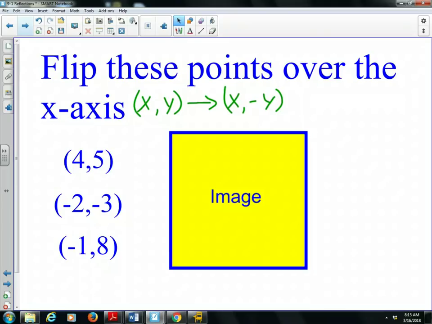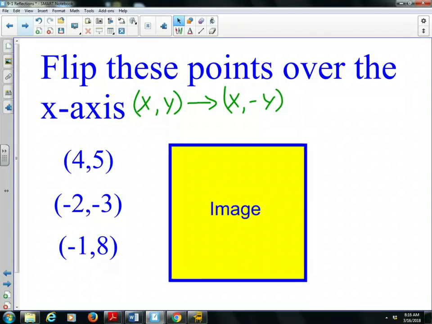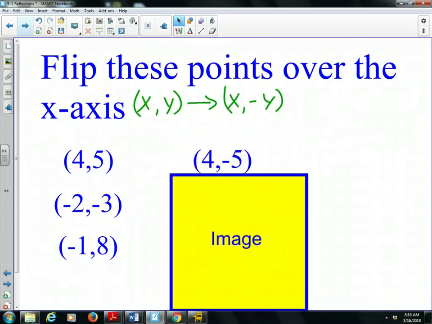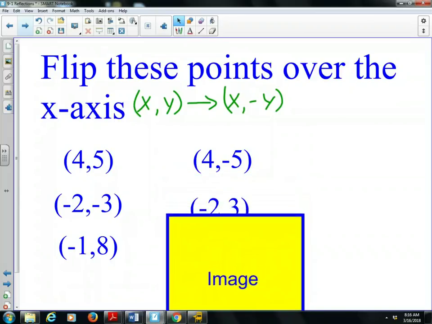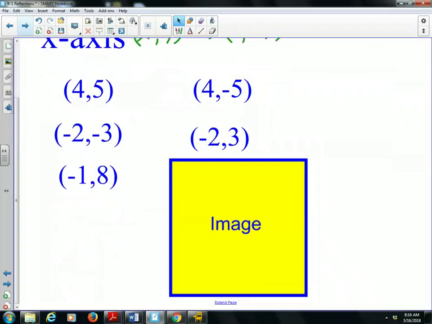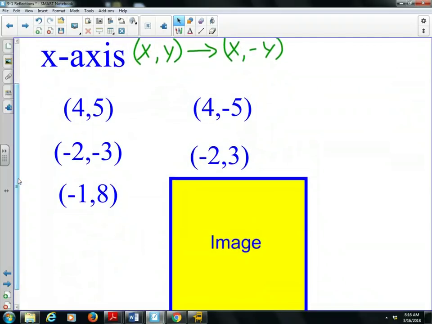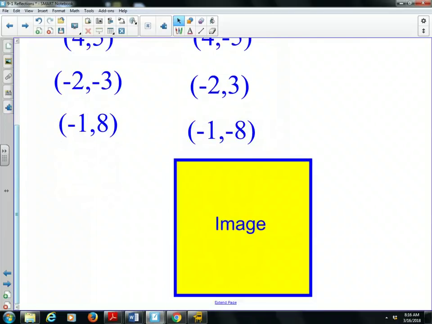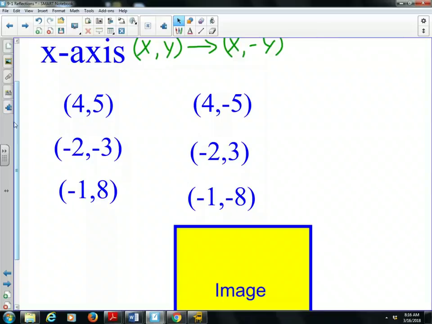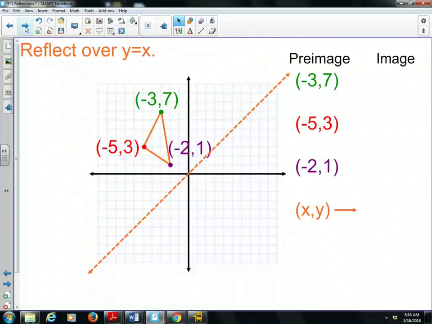All right, after you did that, you kept 4 the same, but you changed 5 to a negative 5. 4, negative 5. Negative 2 stayed the same, and you changed negative 3 to a positive 3. So negative 2, positive 3. And then negative 1, positive 8. You kept the negative 1, and you changed the sign on the y, so a negative 8. Negative 1, negative 8.